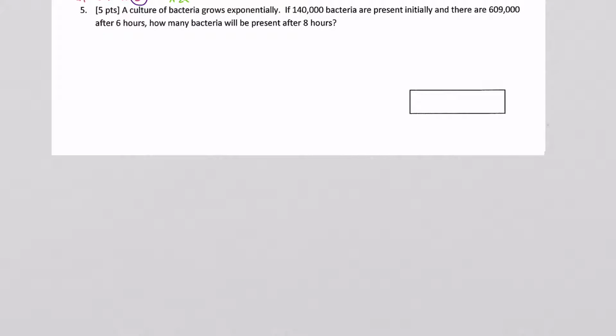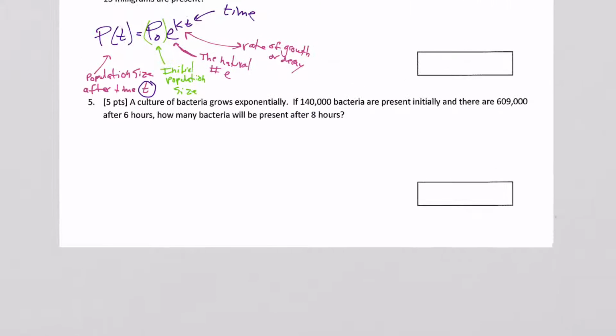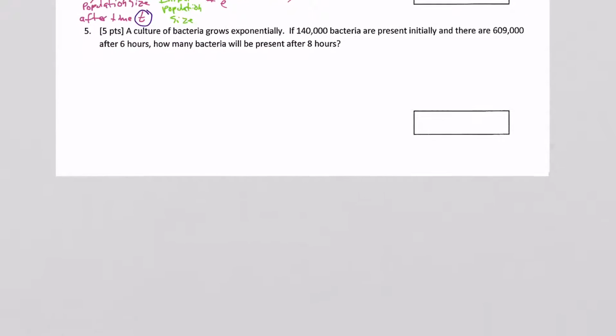All right, let's do problem 5. A culture of bacteria grows exponentially. If 140,000 bacteria are present initially, where can I put that in my equation? Oh, P naught, initial population size.